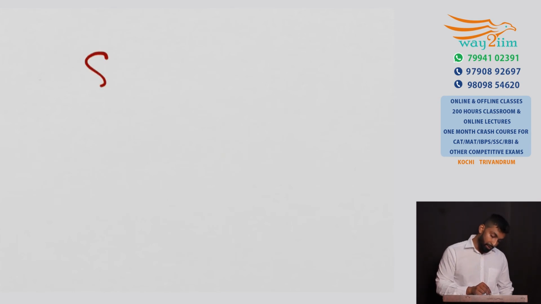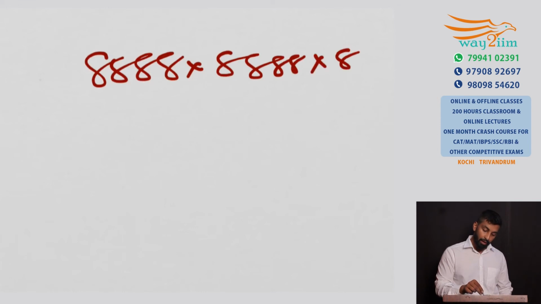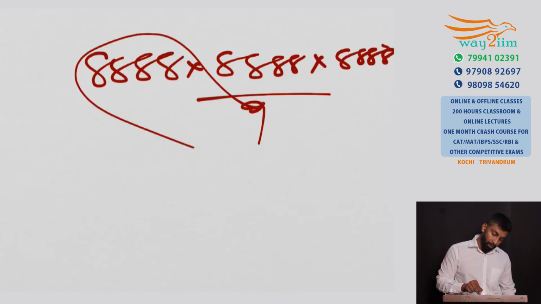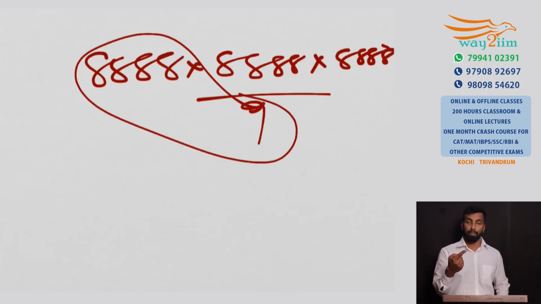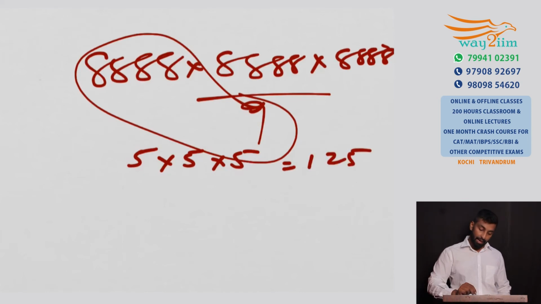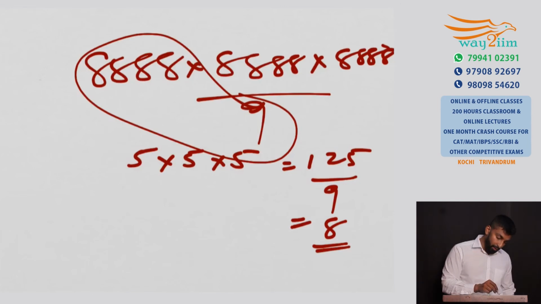Okay. So how are you doing it? 8888 into 8888 into 8888 divided by 9. In each case you can find the remainder, right? So you don't want to find it by the manual way. You can just add the sum of digits. You get 5 into 5 into 5. This is what you get, right? This is nothing but 125, which is greater than 9. So further divide by 9. Take the sum of digits again. You get 8. So this is what we are doing, right?